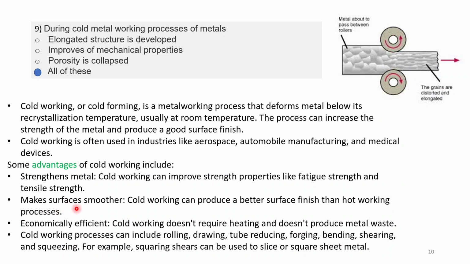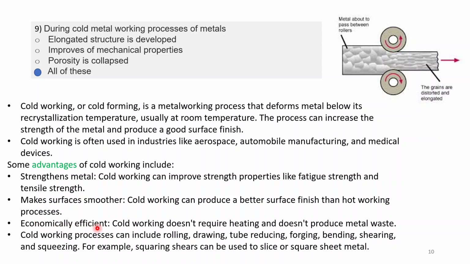Next is, it makes the surface smoother. So cold working can produce a better surface finish than the hot working processes. In case of hot working, you can get some buckling on the surface as well as some oxidation of the surface. So that's why the surface finish won't be very good.